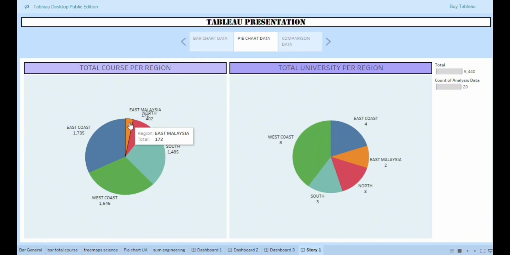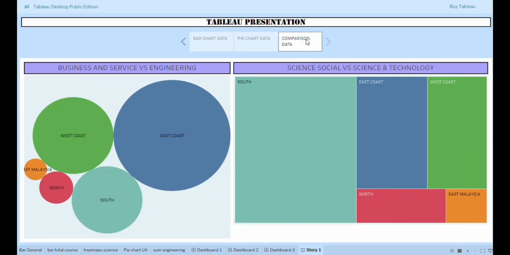Moving to the second pie chart, we can see that West Coast has the largest number of universities, which is 8, East Coast with 4 universities, South and North with 3 universities each, and East Malaysia with only 2 universities. Overall, East Coast and West Coast are the leading regions in both totals. Next, we move to the last part of the Tableau presentation, which is comparison data. This comparison data is analysed by region based on two course groupings: business and services versus engineering, and science social versus science and technology.